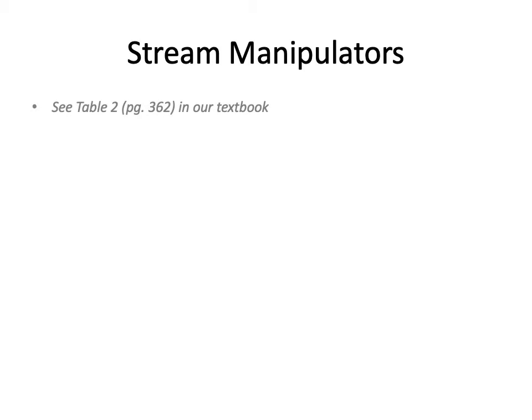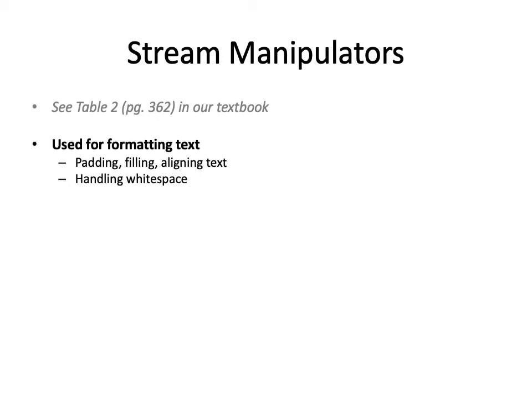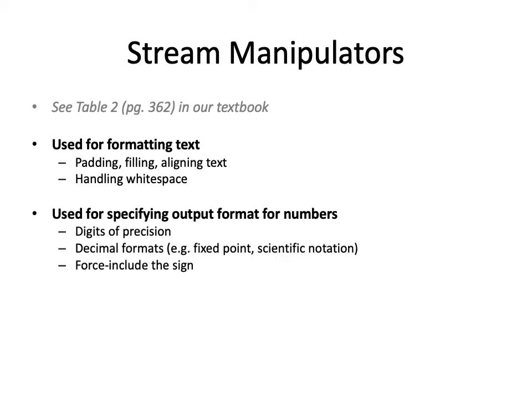Now, if you want a nice little table, Table 2, page 362 is great, but here's a couple of the main purposes, big picture level. That Table 2 has good examples and does a good job of showing you what's up. So stream manipulators are often used for formatting text. You might say that's one of their primary purposes. It usually is things like padding, filling, or aligning text, handling whitespace for input, usually, sometimes output too.